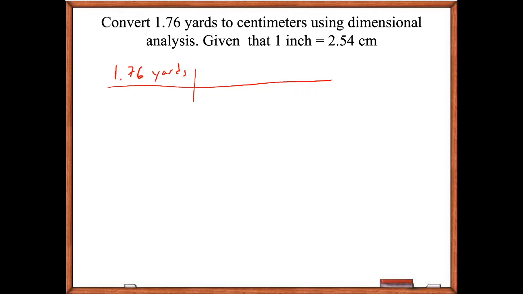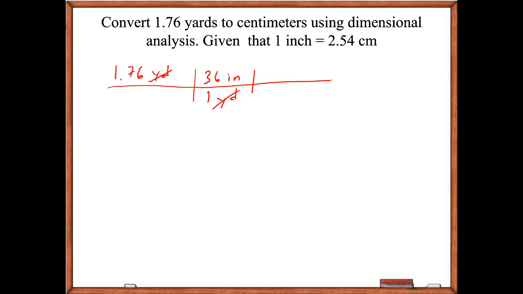Okay, so 1.76 yards. And we want to eventually get to centimeters. So the best thing to do would first be to convert yards to inches. So I know that in 1 yard, I'm just going to put YD for yard. I'll put that up here too for consistency. So 1 yard is equal to 36 inches. Okay, now why did I do it that way? Why didn't I say 1 yard over 36 inches? Well, the reason I did that is because I want yards to cancel with yards in the end. Okay, so that's one conversion.